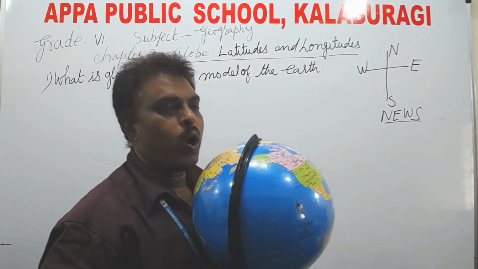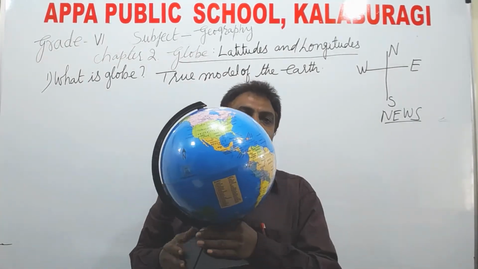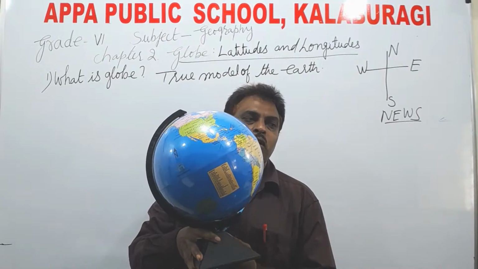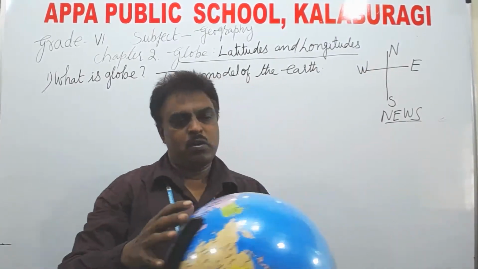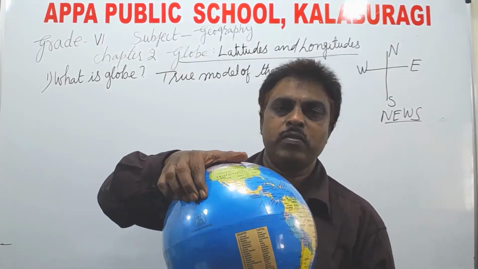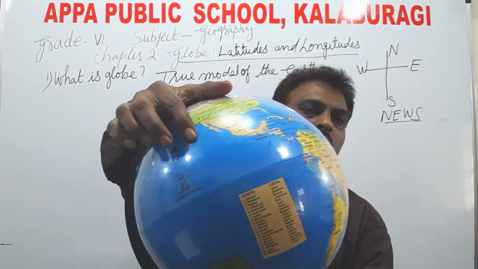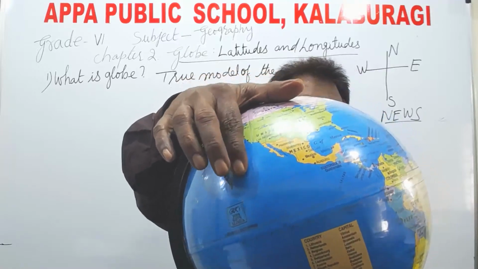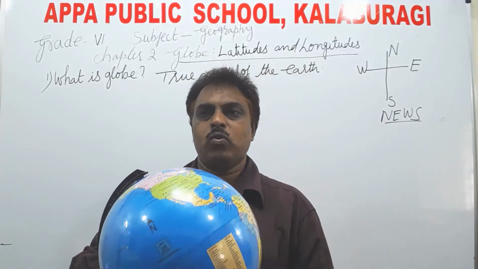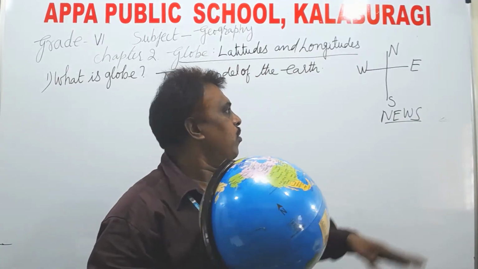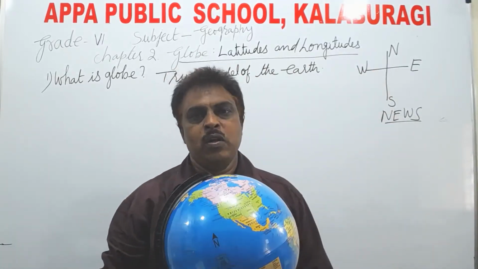First of all, what is a globe? What are its parts? Once again, I would like to remind you. This is the northern side. From here we learn. Can you identify north? Yes. On the map also it is there, and on the globe also it is the same direction. We have these four directions, right?